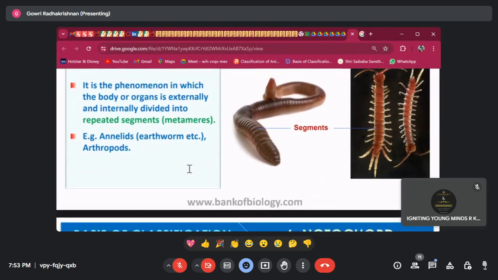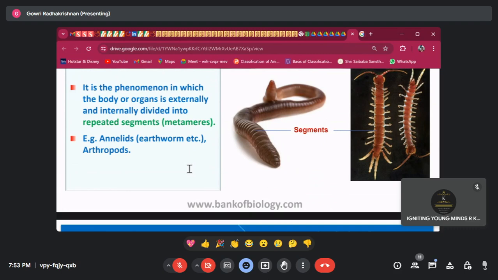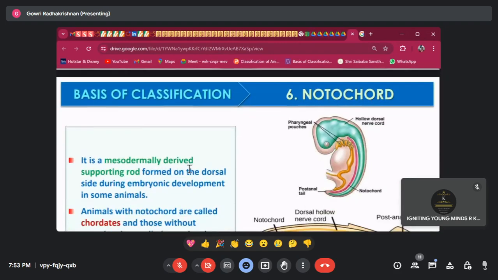Metamerism. Metamerism is a phenomenon in which the body or the organ is externally or internally divided into repeated segments, metameres. So that is annelids, that is earthworms, etc., and arthropods. They are all segmented. They have a segmented body.